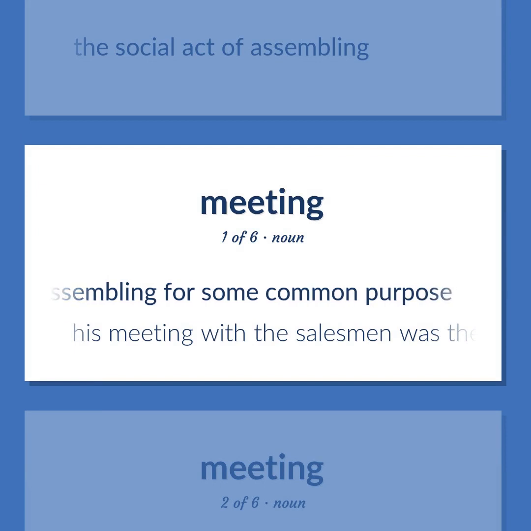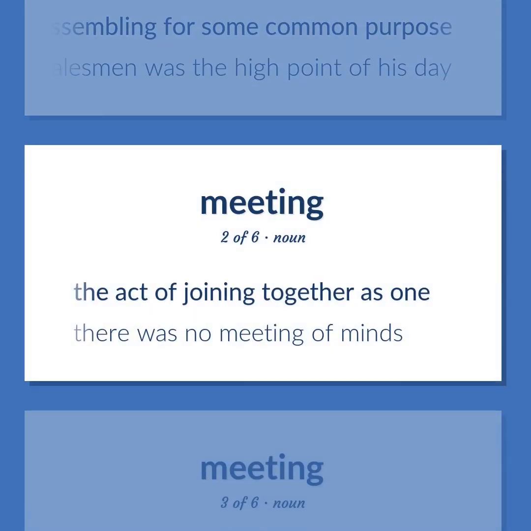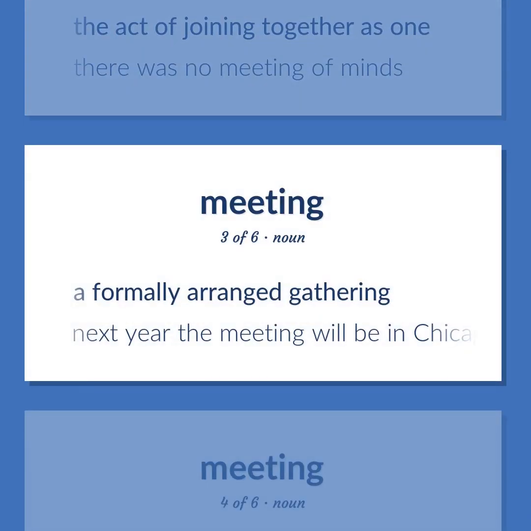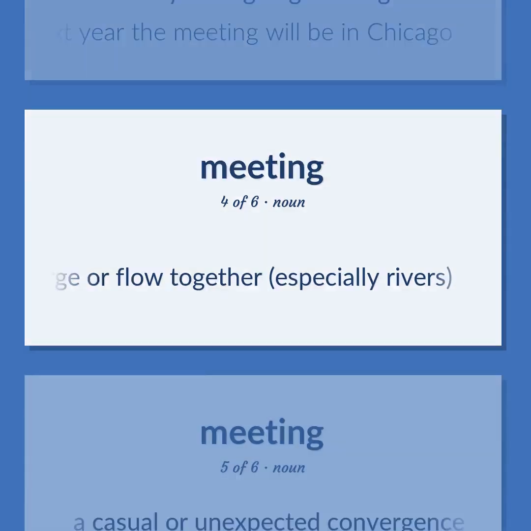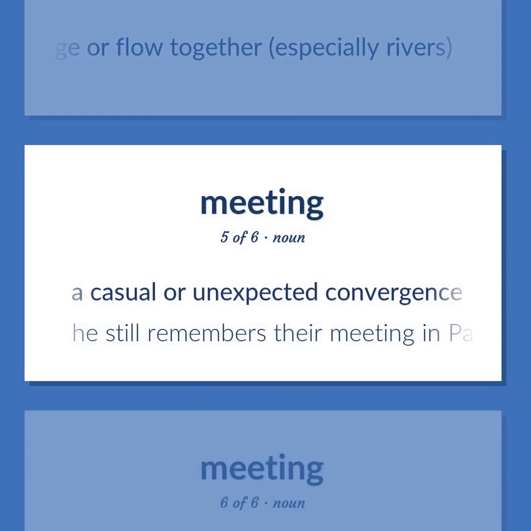His meeting with the salesman was the high point of his day. The act of joining together as one. There was no meeting of minds. A formally arranged gathering. Next year the meeting will be in Chicago. A place where things merge or flow together, especially rivers. A casual or unexpected convergence. He still remembers their meeting in Paris.